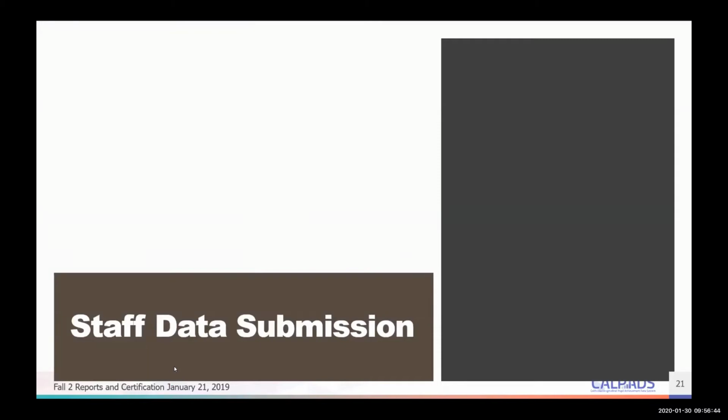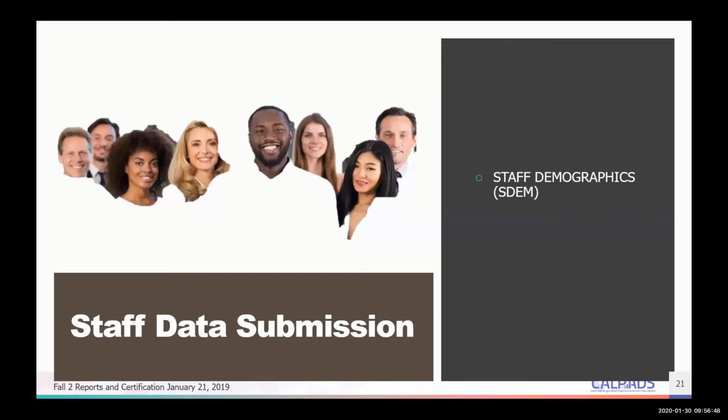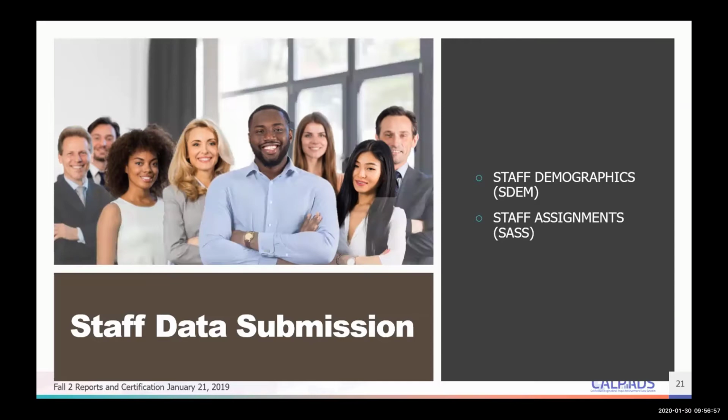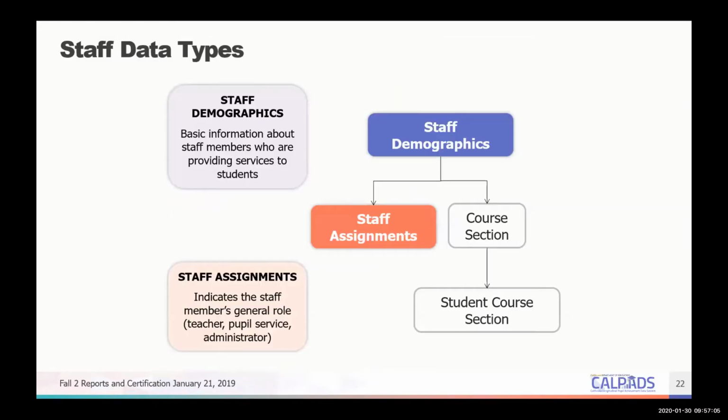So with that, let's talk about the staff data submission. The staff demographics is one of the two files used to submit staff data, and that's going to tell us about the staff, who they are. The staff assignment is used to tell us the role and the position they fill, what their job is. So let's get into the details of each of those file types.